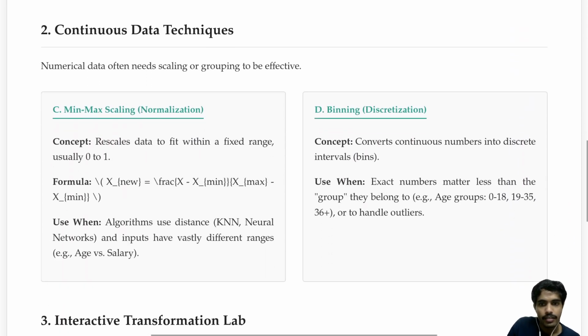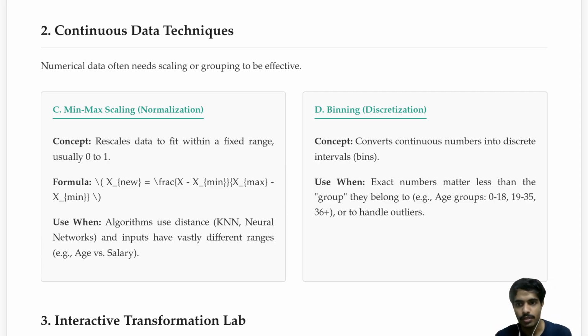Then come the continuous data techniques. Now, what about numbers? The third technique is min-max scaling, or normalization. This squashes all the numbers into a range between 0 and 1. This is crucial for algorithms like neural networks that fail if inputs have vastly different scales, like age versus salary. The age is from 0 to 100 and salary could be in lakhs or crores.